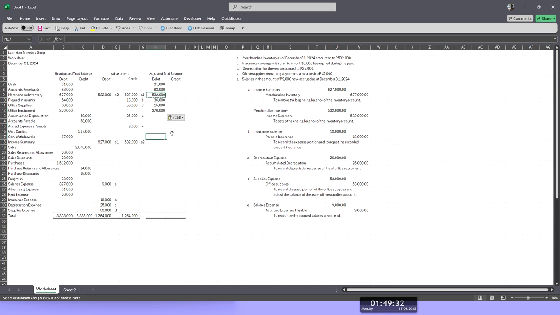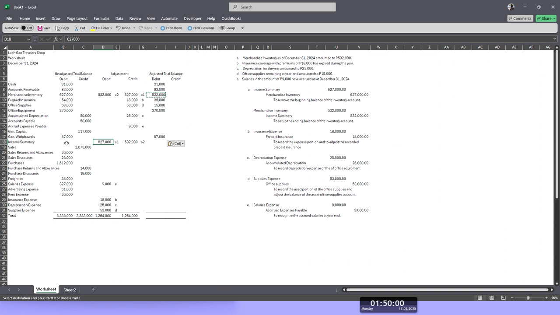And then we have here accounts payable. Accumulated depreciation has a normal credit balance, so I'll skip that for now. Accounts payable has a normal credit balance. Accrued expense payable has a normal credit balance. And then Gun, Capital has a normal credit balance. Then we have Gun, Withdrawals. Sorry. And then income summary.